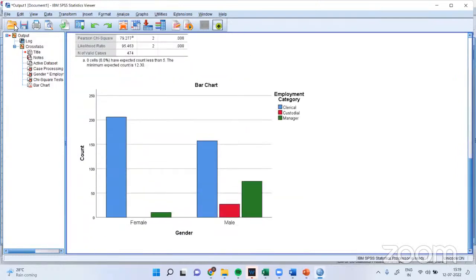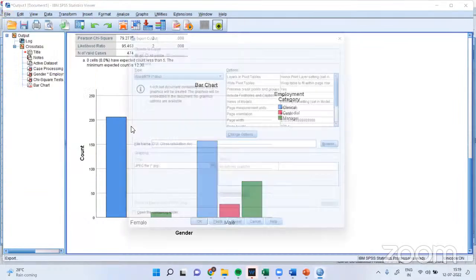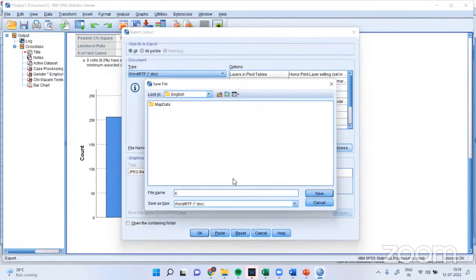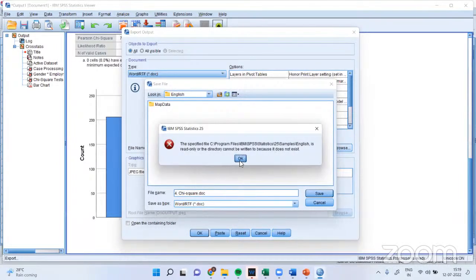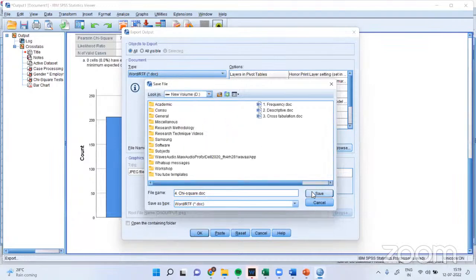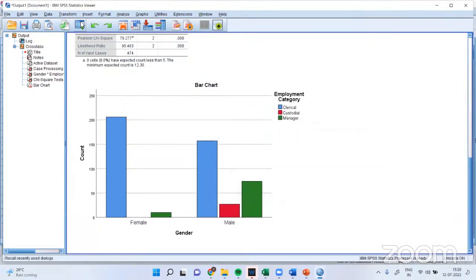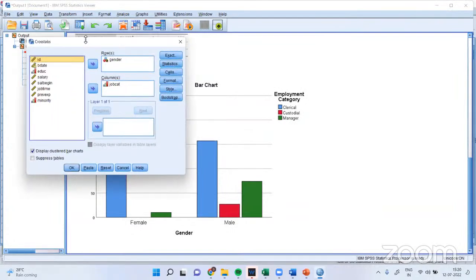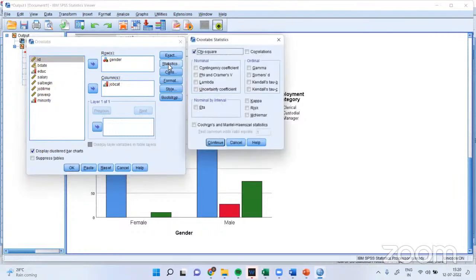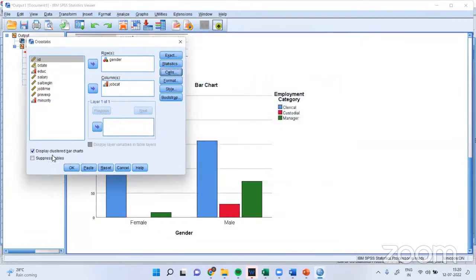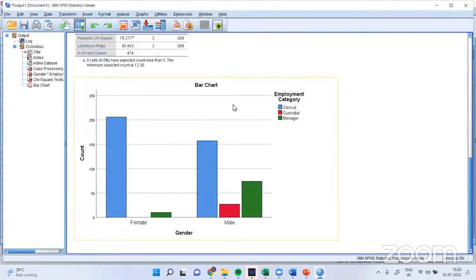Now what is the first thing which I'll do? File, export, and now I will name this file chi-square. Save. Sorry, D drive. Save. Click OK. No need to worry. I'll go here. Crosstabs. Kailas ji, just see here. Gender, job category, statistics, chi-square. Continue. Cells, row, column. Continue. Display clustered bar chart. Continue. Done.